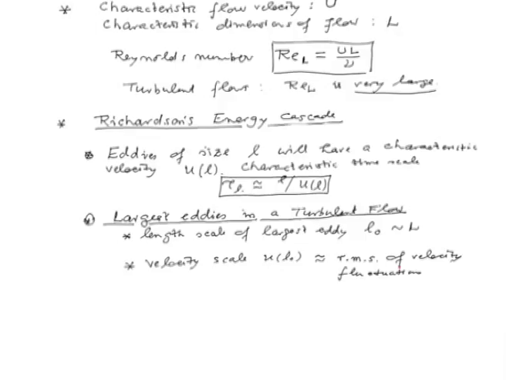And very often in high Reynolds number flows, this RMS value is of the same order of magnitude as our characteristic flow velocity. So, if we call this RMS fluctuation velocity U prime, this U prime is of the same order as capital U. So, this implies that our U of L0 is of the same order as capital U.